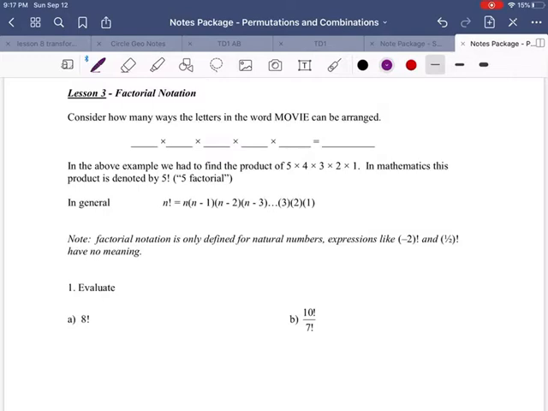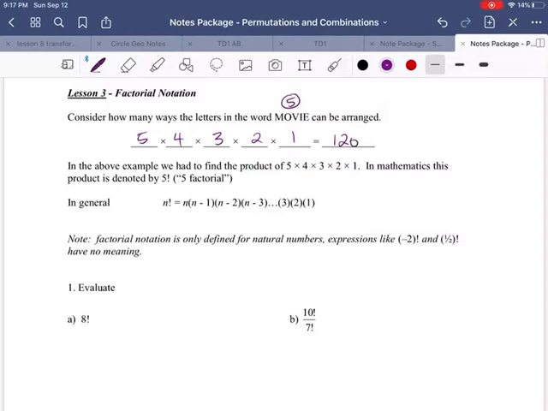So let's consider how many ways the letters in the word movie can be arranged. There's 5 letters, so if you pick one of them, you've got 5 options. For the next spot, one of them's been removed, so you've got 4 options, and then 3, and then 2, and then 1. If you multiply this, you get 120.